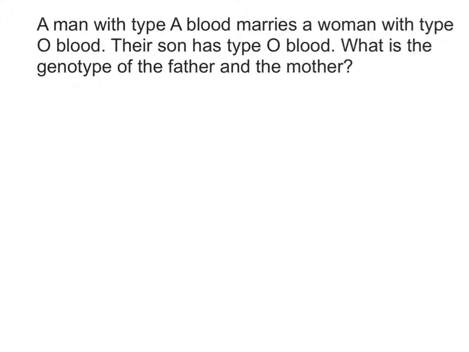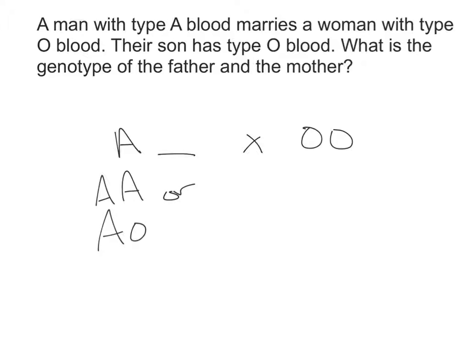In this question, we have a man with type A blood and a woman who has type O blood. For the man, we know that he has at least one big A, or A allele. The other one could be an A or an O, so he could be genotype AA, or he could be AO. The female is type O blood, which means that her genotype is OO. Their son is also type O blood, so genotype OO.